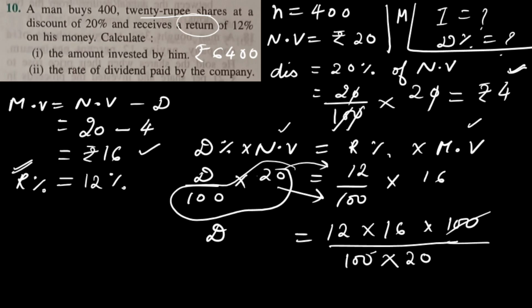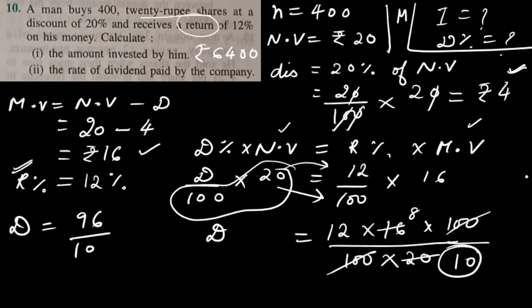So 100 and 100 will get cancelled. Now we can do cancellation on 2's table. 2 into 8, 2 into 10. So if you simplify, when you have 10, let's multiply 12 into 8. 12 into 8 is 96 by 10 we will get. 96 by 10.